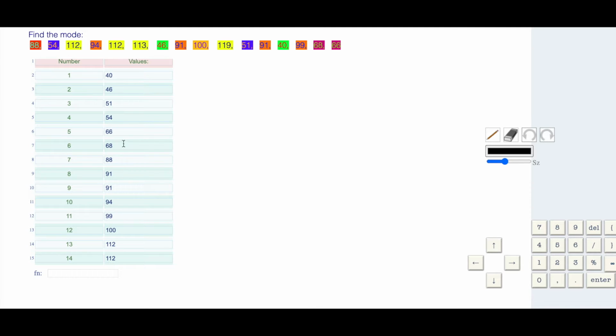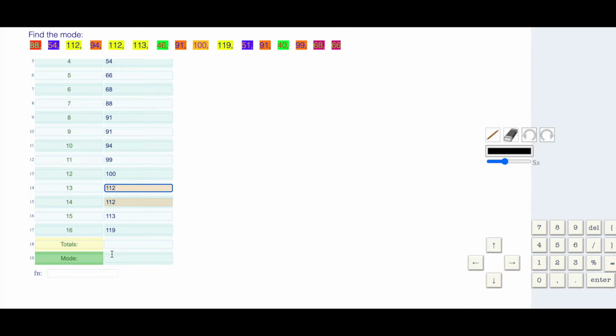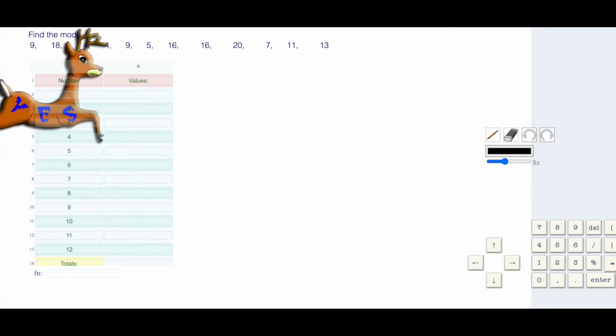I have a pair of 91s, a pair of 112s. So I have 2 modes, 91 and 112. That's it. So those are my 2 modes, bimodal distribution.